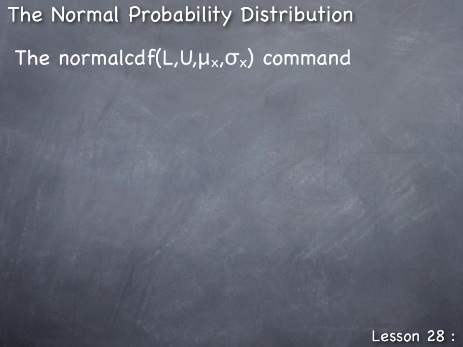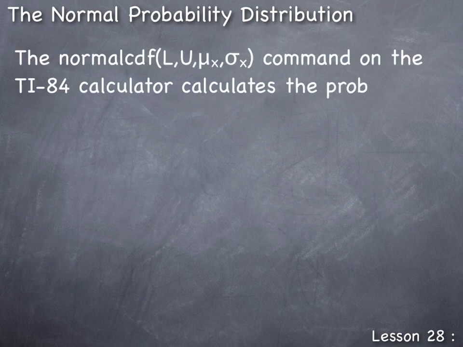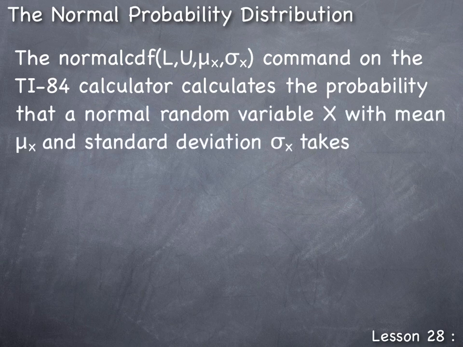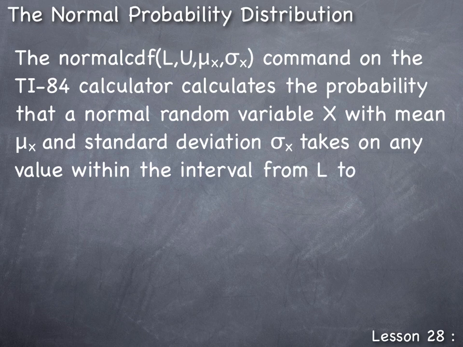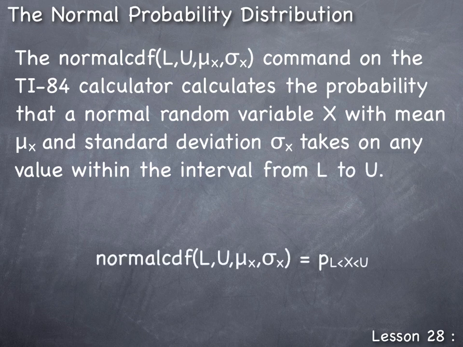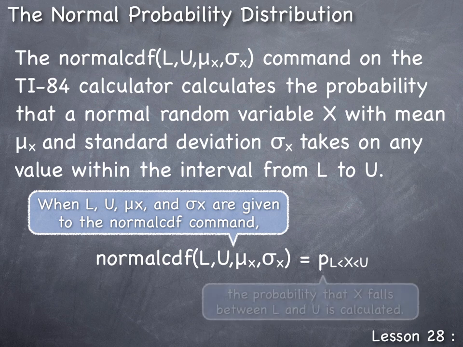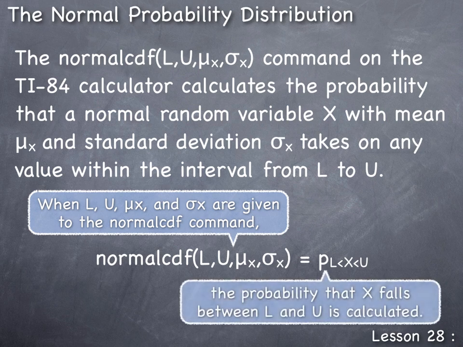The normal CDF command on the TI-84 calculator calculates the probability that a normal random variable x with mean mu and standard deviation sigma takes on any value within the interval from L to U. So when the L, U, mu, and sigma are given to the normal CDF command, the probability that x falls between L and U is calculated.